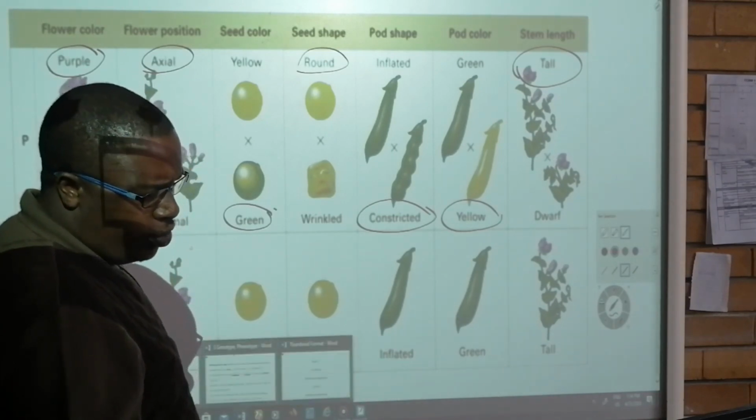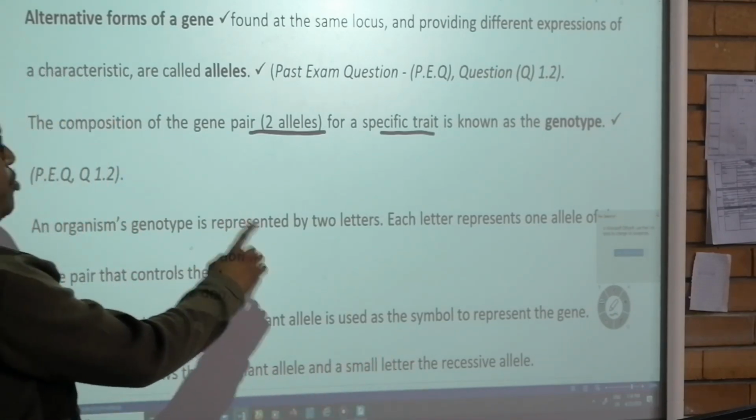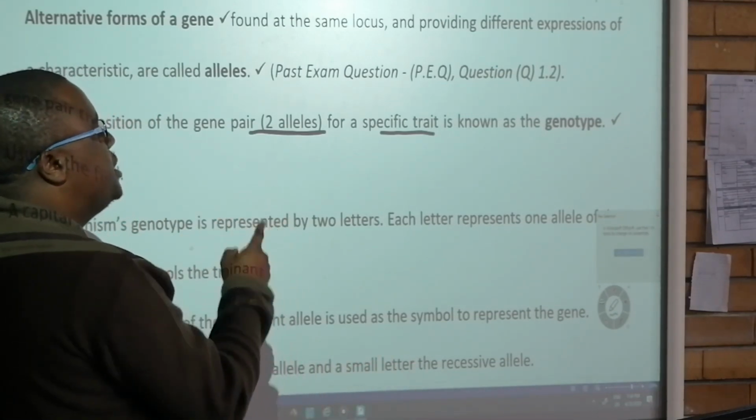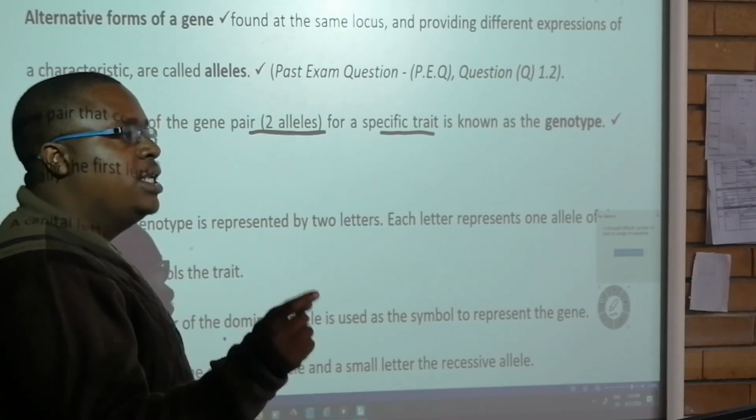Right, let's go back to them. The composition of the gene pair, two alleles, for a specific trait is known as the genotype. Now listen to this.